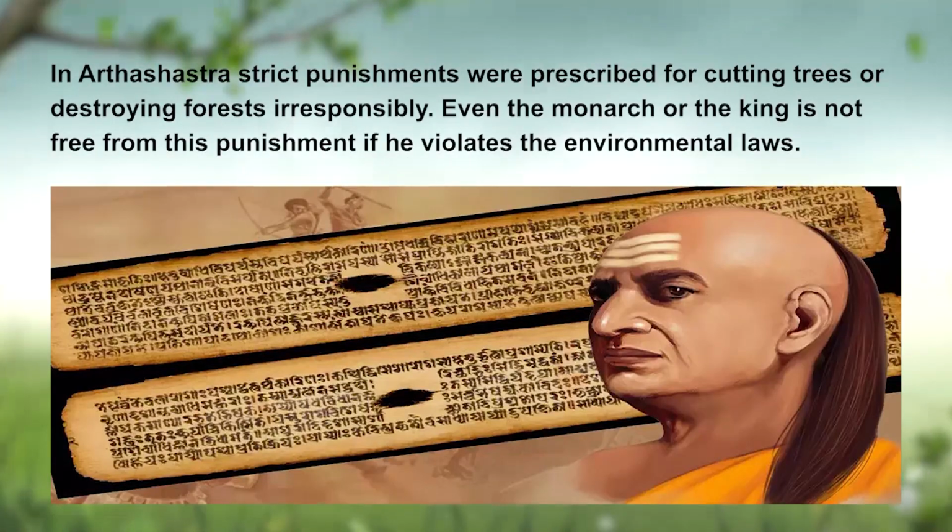Even the monarch or the king is not free from this punishment if he destroys forests irresponsibly. In most cases, we find that the monarch or the king has some adjustments or protections from established customs. But here in the Arthashastra, even the monarch is responsible and punishable if he violates the environmental laws. However, the earliest written record for environmental protection is available in the Ashokan inscriptions.